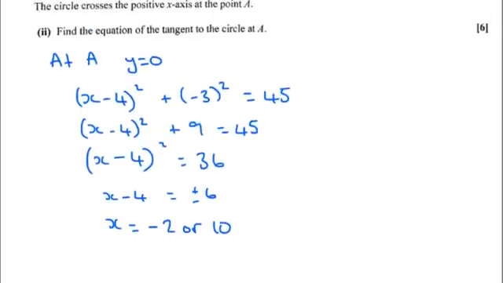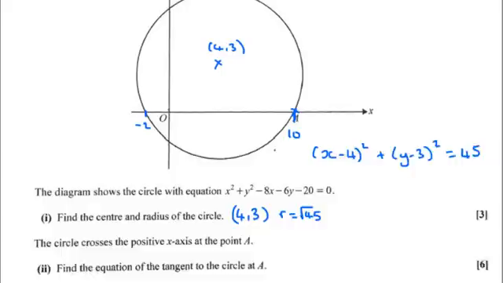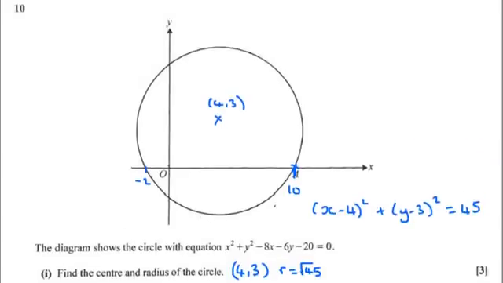We want the full equation of the tangent to the circle at A. So the equation of this line here. But what's special about circles is that the tangents meet the radiuses at right angles, at 90 degrees, so they're perpendicular. So if we know the gradient of this line, which we can find out, we can work out the gradient of this line. So we know that this coordinate here is (10, 0).